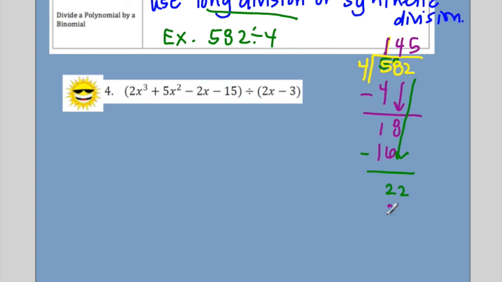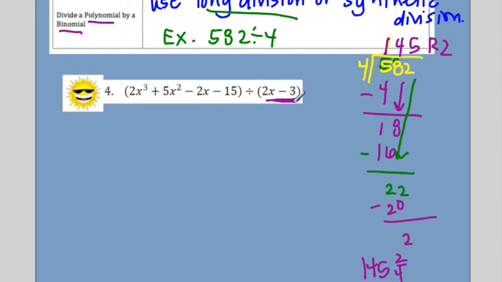5 times 4 is 20. Subtract 2. Okay, what does that 2 mean? Well, it's our remainder of 2. Or another way you could write it is 145 and 2 over what we divided by, 4. 2 over 4 reduces to 1/2, so it's really 145.5. So that's what we're going to be doing today, but this time with polynomials being divided by a binomial.